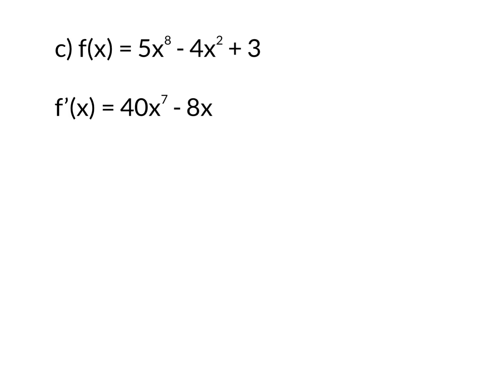Now to differentiate 5x to the 8 minus 4x squared plus 3. For 5x to the 8, you bring the 8 down the front, 8 5s are 40, lower the 8 by 1 becomes 7. For 4x squared, bring the 2 down the front, 2 4s are 8, lower the 2 by 1, and we just write it as 8x. And the 3, a reminder, if there's a number by itself or a constant, it differentiates to 0, so it disappears. So f dash of x is 40x to the 7 minus 8x.